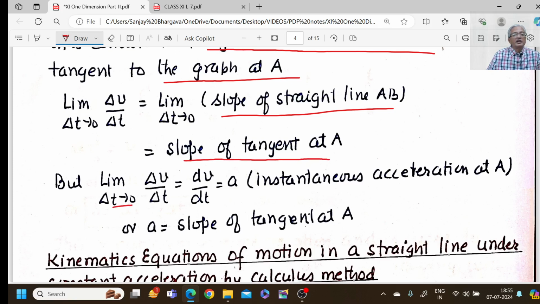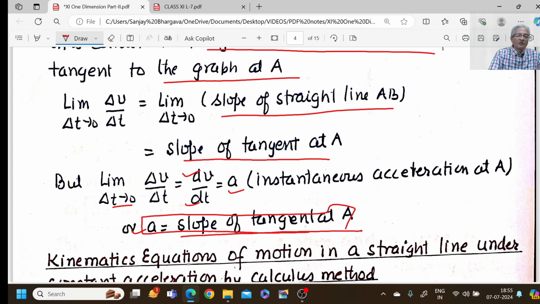Limit delta t tending to 0, delta v by delta t can be mathematically written as dv by dt, which is nothing but instantaneous acceleration at point A. So what is a? It is equal to the slope of the tangent at point A. So we have proved here once again that instantaneous acceleration would be nothing but the slope of the tangent at point A.